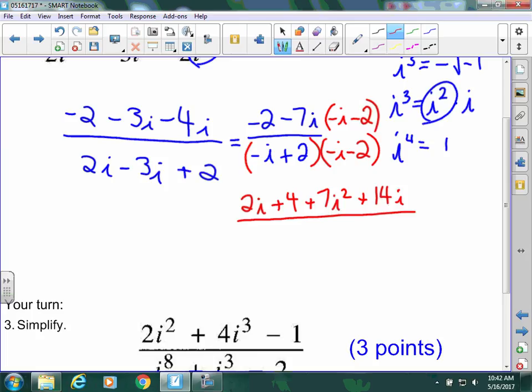The bottom, negative I times negative I is positive I squared. We have the outside is negative I times negative 2, so that's a positive 2i. The inside is 2 times negative I is negative 2i. We said they were going to cancel, and look, they're going to, right? Plus and negative. And we have a positive 2 and a negative 2, that's a negative 4.